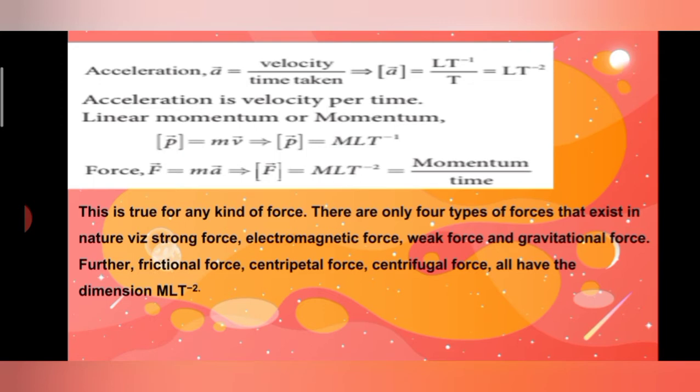There are only 4 types of forces that exist in nature: strong force, electromagnetic force, weak force and gravitational force. Further, frictional force, centripetal force and centrifugal force all have the dimension M L T⁻². Impulse I vector is equal to F vector into t, which gives M L T⁻¹. Angular momentum is the moment of linear momentum, which will be discussed later in unit 5. Angular momentum L vector is equal to r vector cross p vector, which gives M L² T⁻¹.